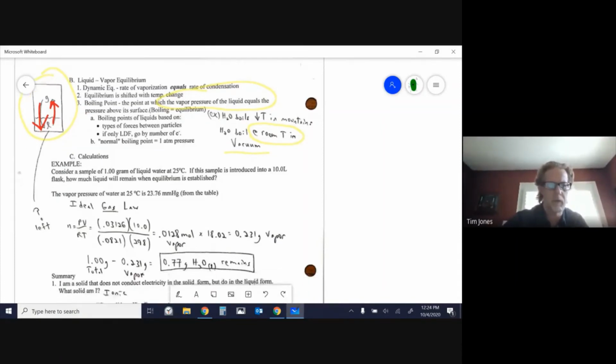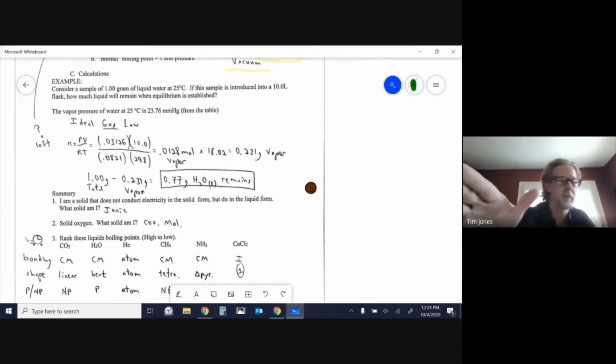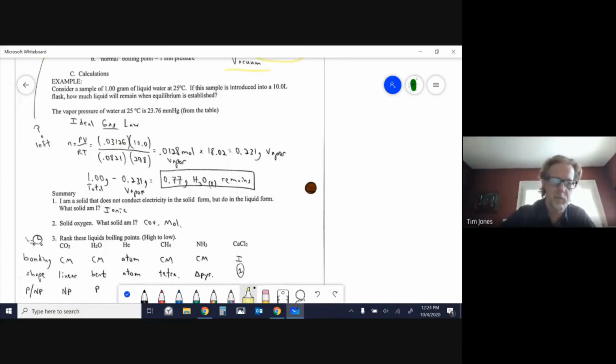Here's an example calculation. It's a very polite example. It says to consider. It doesn't tell you to do it. It just says, please consider. We have 1 gram of liquid water at roughly room temperature. The sample is introduced, so it's still a very polite problem. It's not just shoved into a 10-liter flask, it's introduced to the flask. How much liquid will remain when equilibrium is established? And equilibrium here is not referring to a reaction, it's referring to the liquid vapor equilibrium.